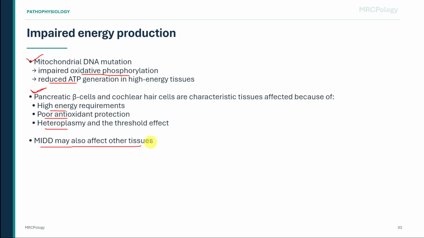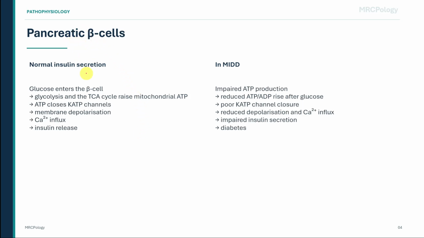Let us now focus on the pancreatic beta cell. Under normal conditions, glucose enters the beta cell and undergoes glycolysis and metabolism through the tricarboxylic acid cycle. This increases mitochondrial ATP production. The rise in the ATP to ADP ratio closes ATP-sensitive potassium channels, also called KATP channels. Potassium can no longer leave the cell as freely, so the beta cell membrane depolarizes. Depolarization opens voltage-gated calcium channels. Calcium enters the cell, and this calcium signal triggers insulin release. So the normal sequence is glucose metabolism, increased ATP, closure of KATP channels, membrane depolarization, calcium influx, and insulin secretion.